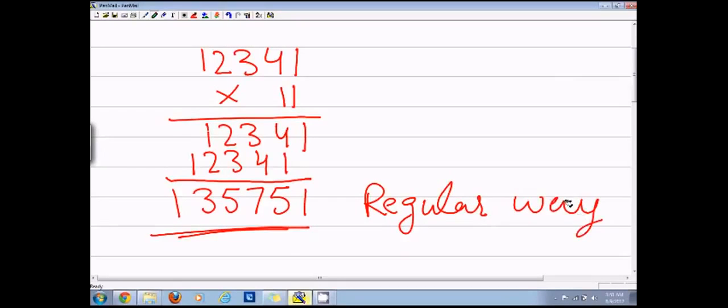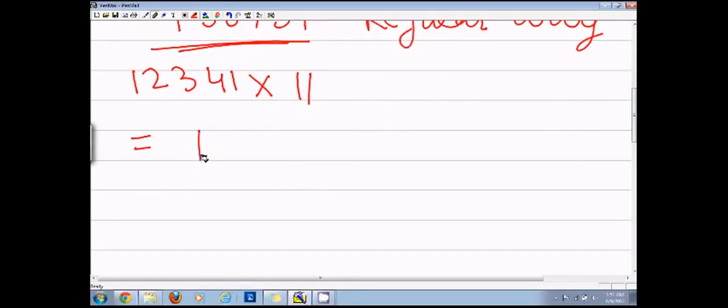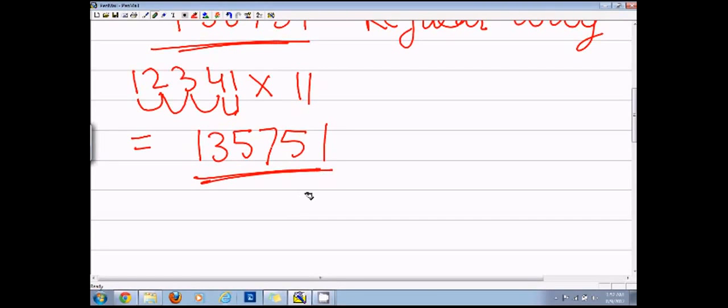Now we can skip all this writing and approach this problem in a different way. Suppose we have 12341 and we want to multiply it by 11. I will write 1 here, then add 1 and 2, which is 3, then add 2 and 3, which is 5, then add 3 and 4, which is 7, then add 4 and 1, which is 5, and then write 1 at the end. So the answer is 135751. This is the answer I had before.